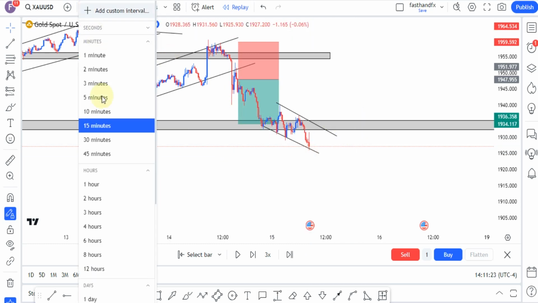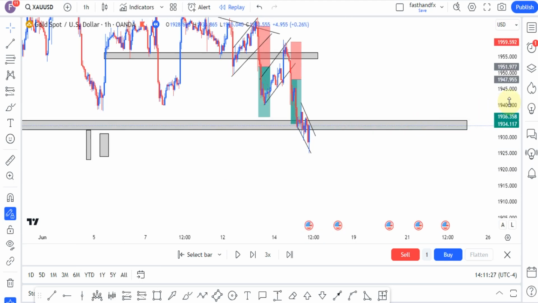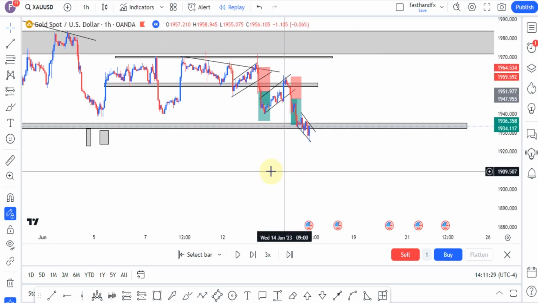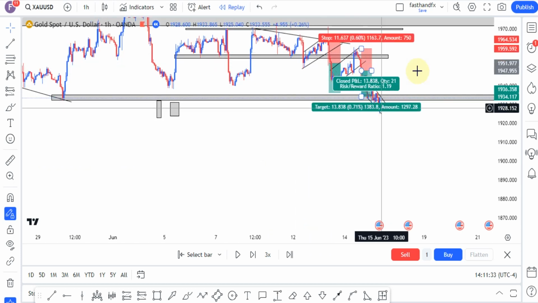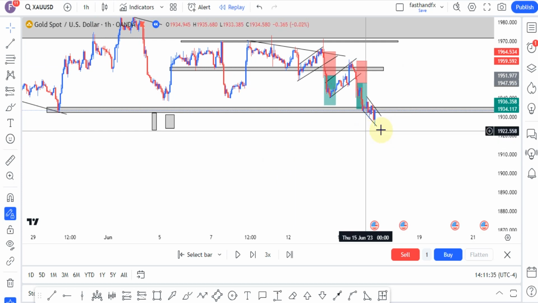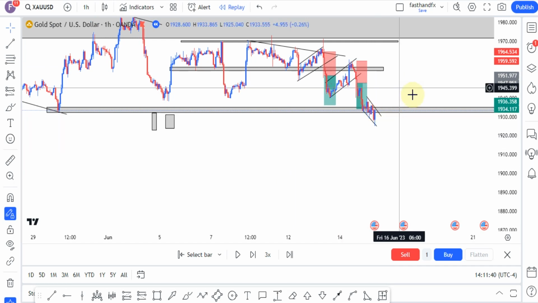Let's go back to the 1 hour time frame and look at this area, how it looks. When you look at the 1 hour time frame, the market did come down and break below this area. Now this one is a retest. So what do you expect to do here?